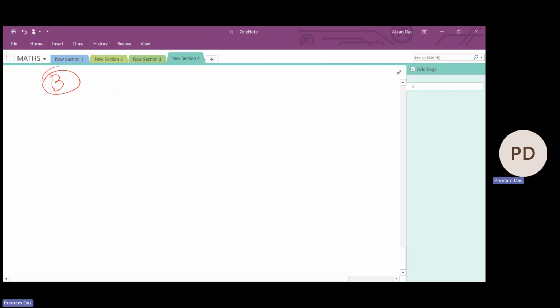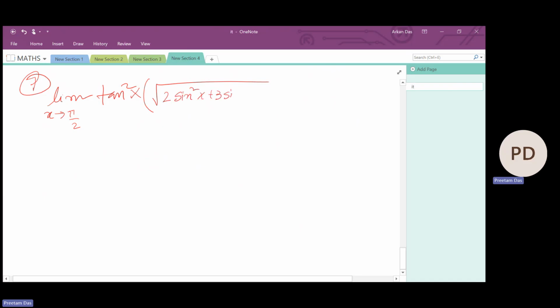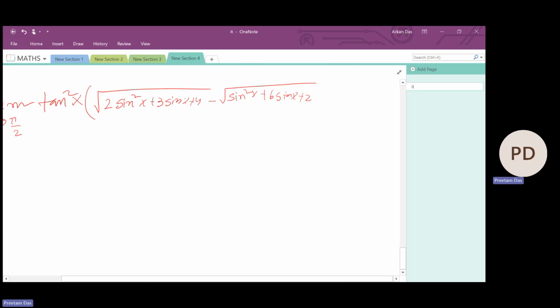Let us look at the next question, question number 7. This is also a very good question. You can clearly see in the expression given in the limit, it is entirely in terms of sine except for this tan square x. So 2 sine square x plus 3 sine x plus 4 minus square root of sine square x plus 6 sine x plus 2.